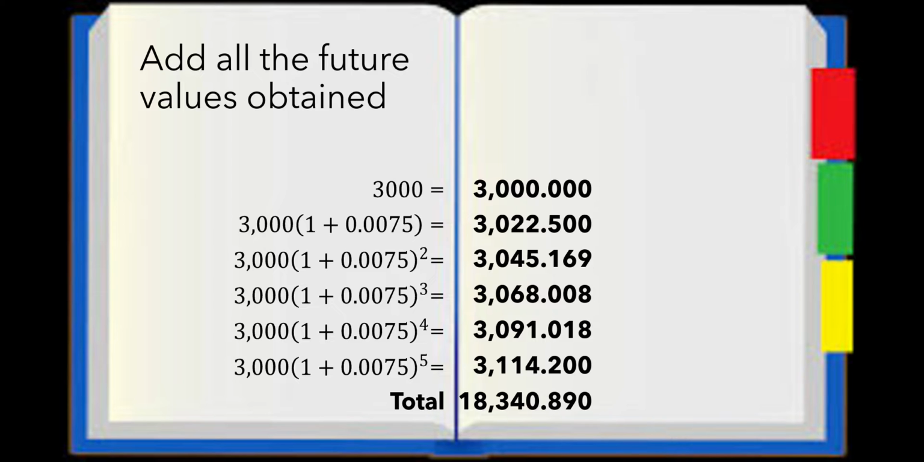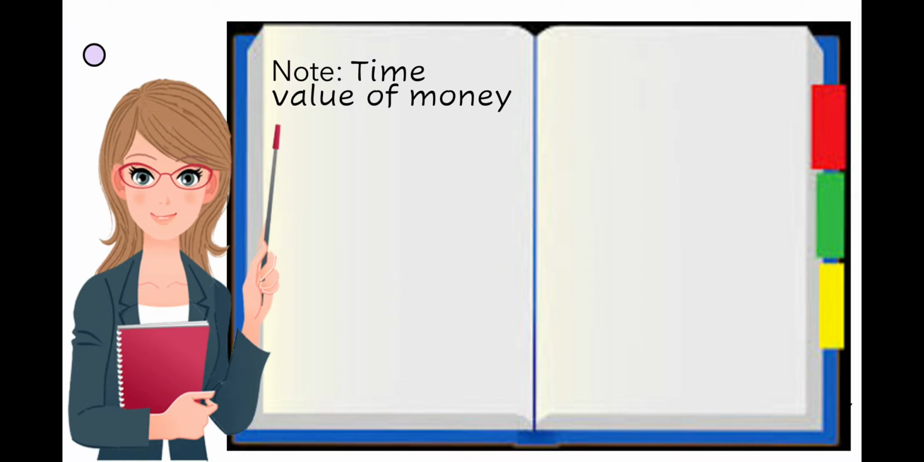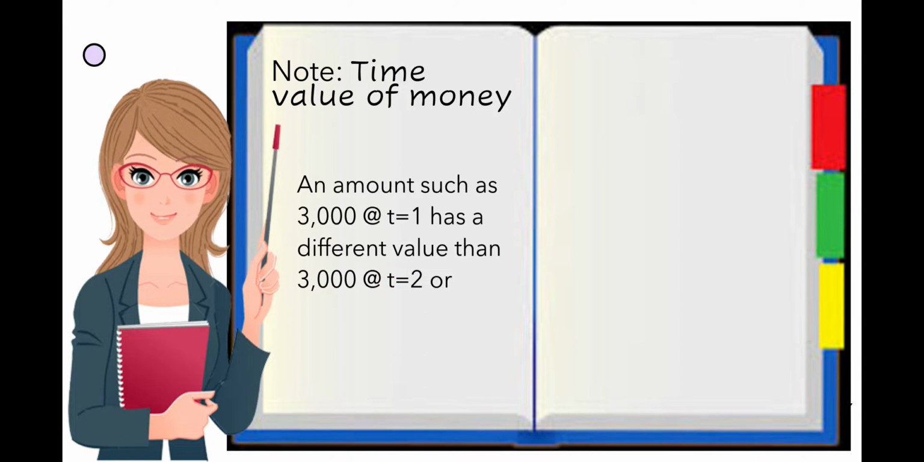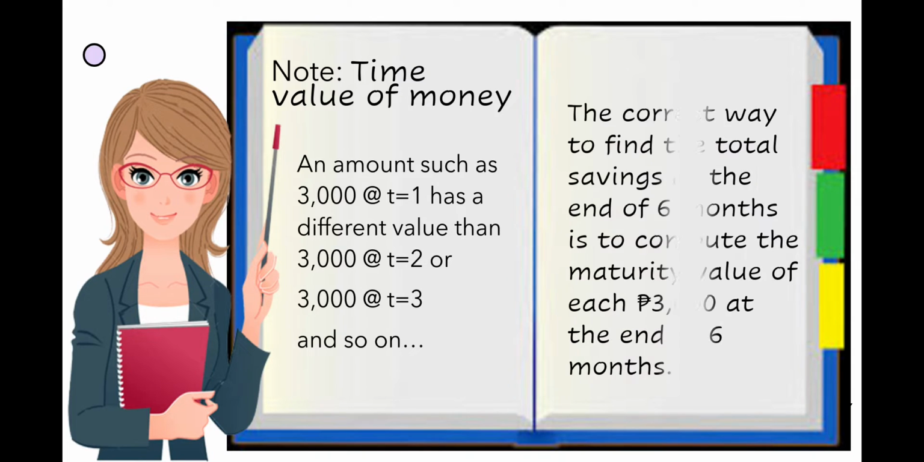So adding all of this, we have 18,340 pesos and 89 centavos. So therefore, the amount of this annuity is 18,340 pesos and 89 centavos at the end of 6 months. Note that the time value of money means an amount such as 3,000 at the first month has a different value than 3,000 at the second month or 3,000 at the third month, and so on. The correct way to find the total savings at the end of 6 months is to compute the maturity value of each 3,000 at the end of 6 months.